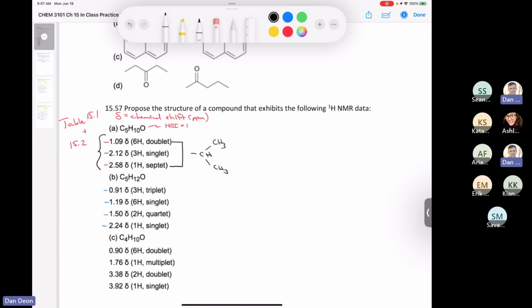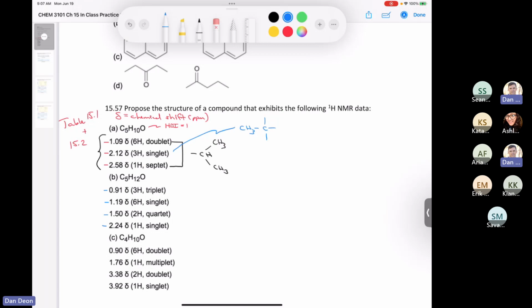And let's see, we also have 3 protons that give you a singlet. The only possibility when you have 3 protons that give you a singlet is that you have a methyl group. But the fact that this methyl group is a singlet tells you that it's not split by anything. That means it's also attached to a carbon that has no protons attached to it.